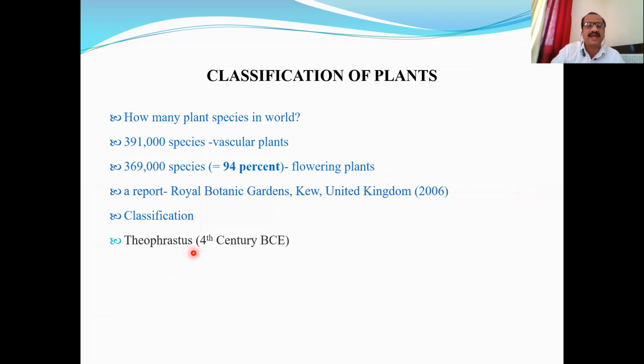Theophrastus was the first scientist. He is regarded as the father of botany, who classified for the first time all the plants of the world into groups like herbs, shrubs, and trees on the basis of certain characters. Similarly, there was a scientist called Linnaeus who classified plants on the basis of their sexual characters, on the basis of the number of stamens in the flower, into different groups like monandry if a single stamen is present, diandry, triandry, tetrandry, meaning 2 stamens, 3 stamens, 4 stamens, respectively.